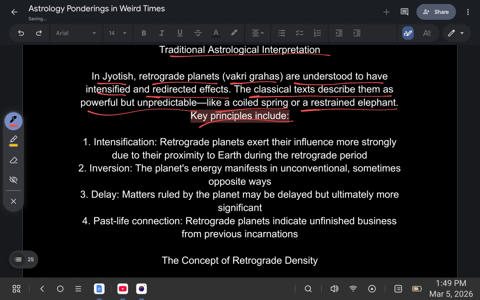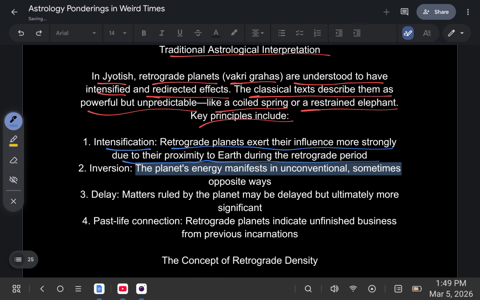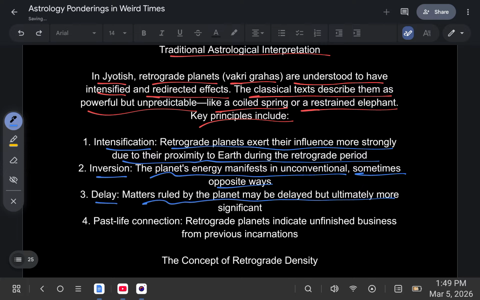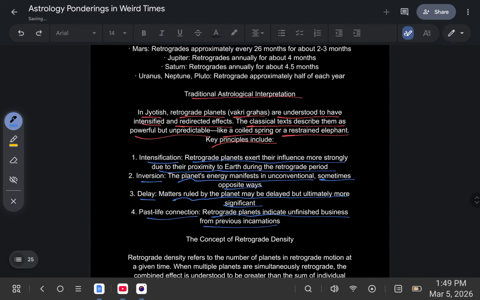So key principles include the following. Intensification. Retrograde planets exert their influence more strongly due to their proximity to Earth during the retrograde period. Inversion. The planet's energy manifests in unconventional, sometimes opposite ways. Delay. Matters ruled by the planet may be delayed, but ultimately more significant. Past life connection. Retrograde planets indicate unfinished business from previous incarnations.